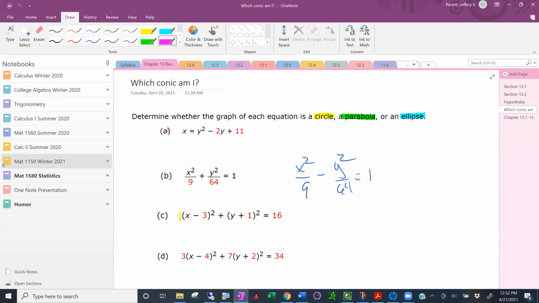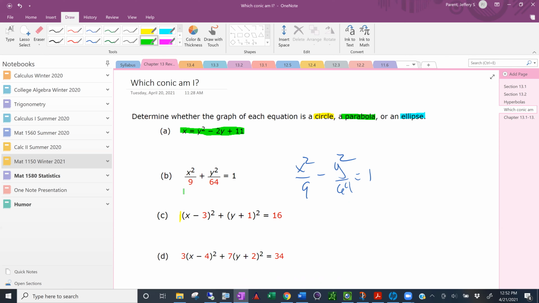We'll start with A here. What kind of graph am I going to see when I graph equation A? x equals y squared minus 2y plus 11. A parabola. Good. So let's put that in green. Match parabola.